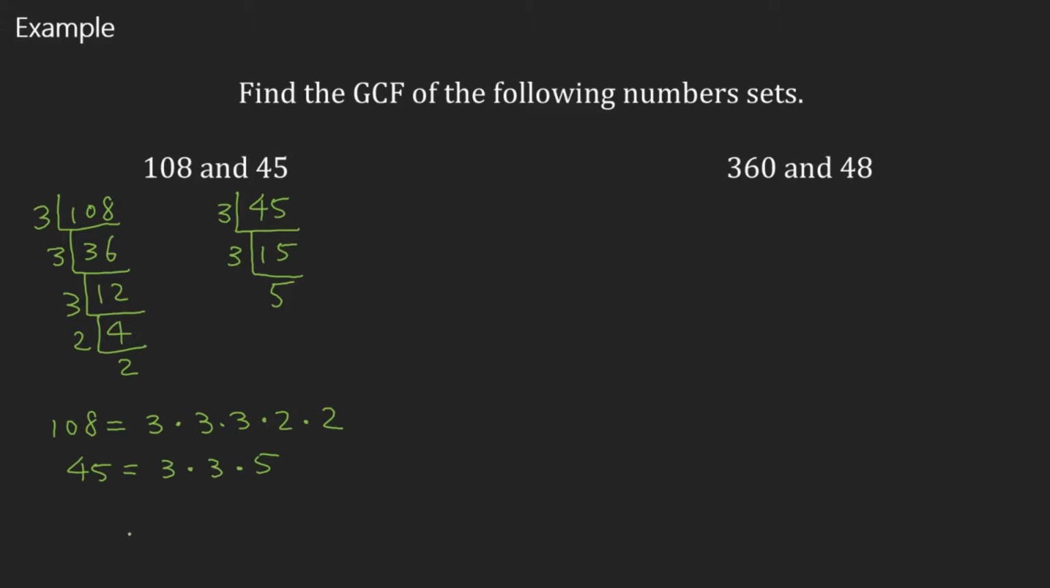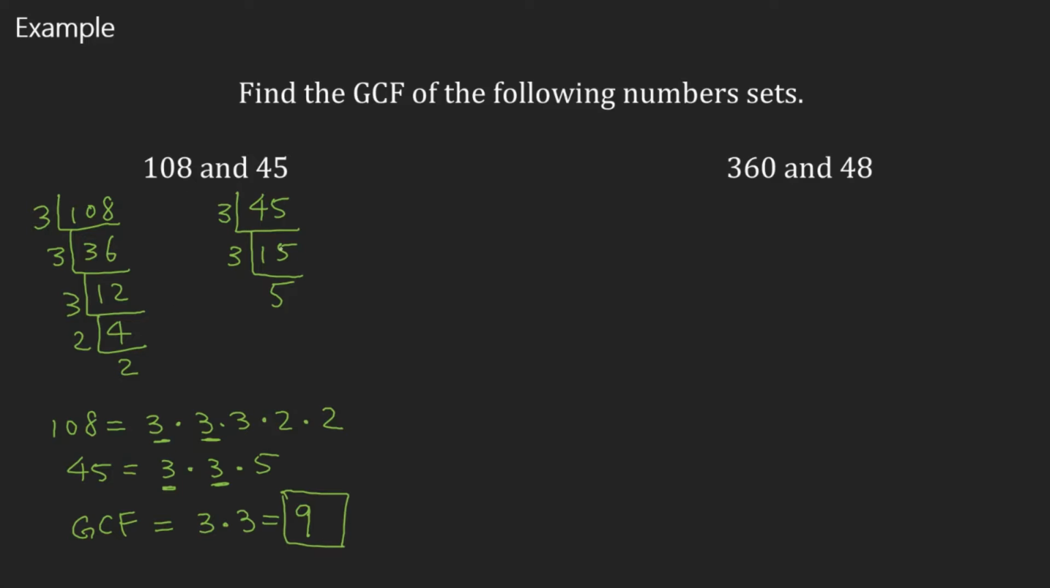Okay? So now let's see. What are the prime numbers that are common to both? We have a 3 here that's common to both. And we have a 3 here that's also common to both. And that's it. So our greatest common factor for these two numbers is 3 times 3, which equals 9. Let's check our answer to see if it makes sense. Is 9 a factor of 45? Yes, it is. 5 times 9 is equal to 45. Is 9 a factor of 108? It also is. 12 times 9 is equal to 108.